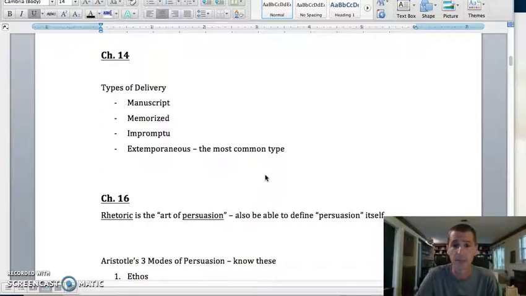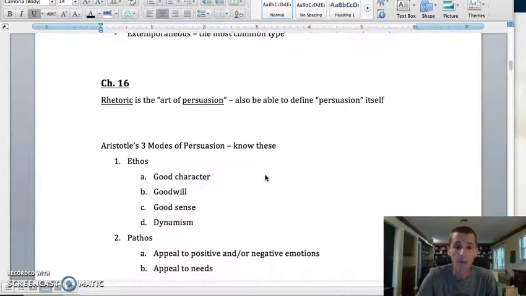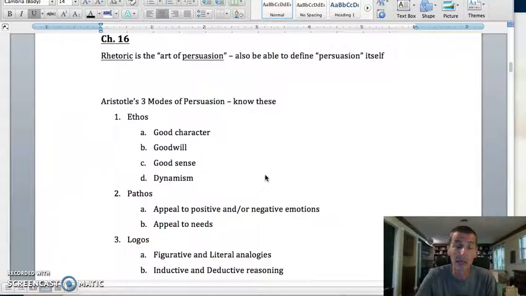And then finally, extemporaneous speaking. This is the most common type, and this is the type that we strive for in COM 103. Extemporaneous means carefully planned in advance, prepared and practiced, but not scripted. The specific wording is chosen within the speech itself. So the speech might sound just a little bit different every time you give it, while the main content would stay the same.